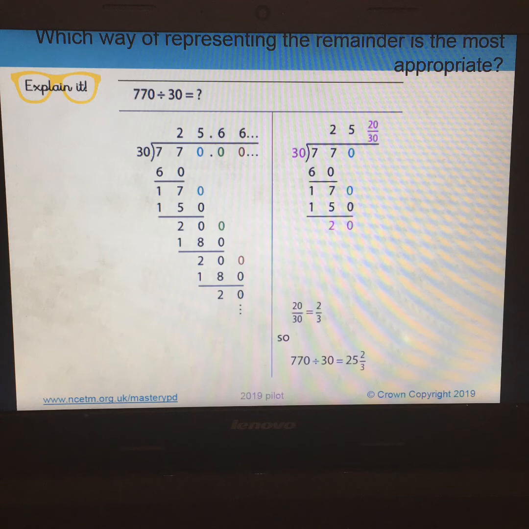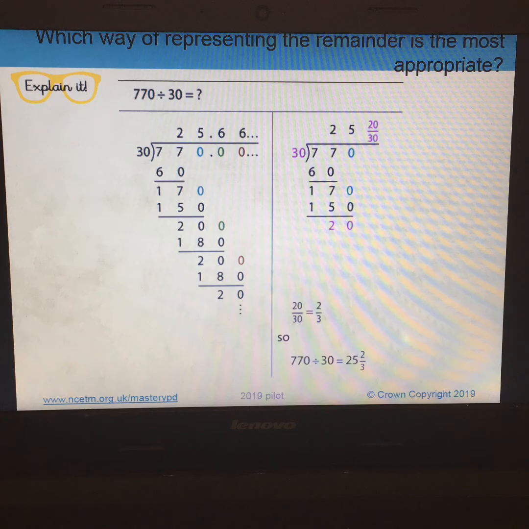And now if there was a set question B and I wanted to work out what 3 lots of the answer were, for example, rather than having to do 25.66666666 times 3, which is going to be very difficult, I can do 770 divided by 30, 25 2/3, and then times that, and that's going to be much easier to work with.